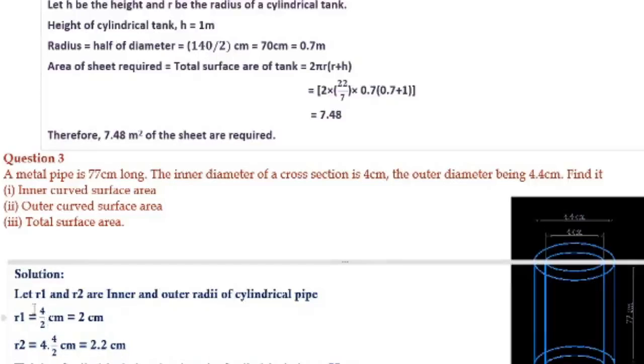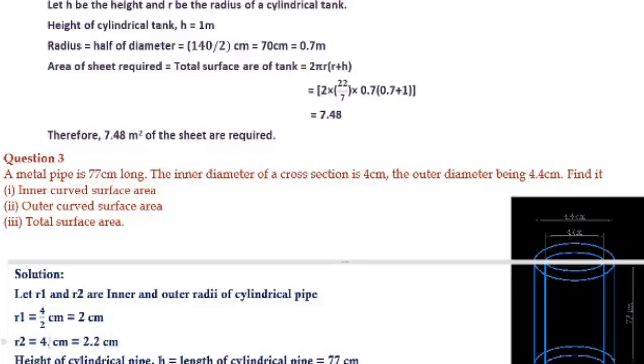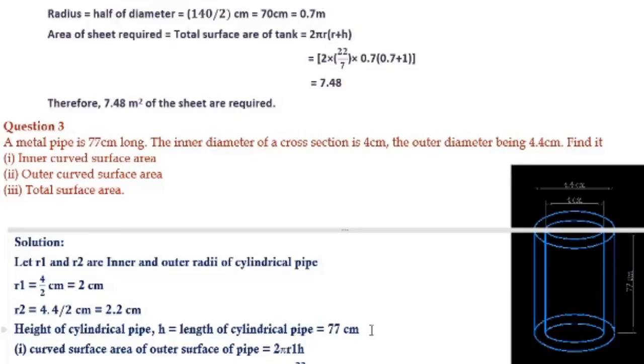So we can calculate the inner radius and the outer radius. For calculation, let R1 and R2 be the inner and outer radii of the cylindrical pipe. R1 equal to 4 by 2, that is inner diameter divided by 2, equal to 2 centimeter, and R2 equal to 4.4 divided by 2, so you will get 2.2 centimeter. And height of the cylinder is same as the length of the pipe, equal to 77 centimeter.